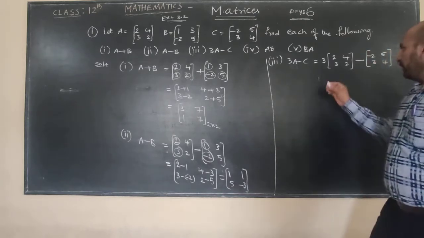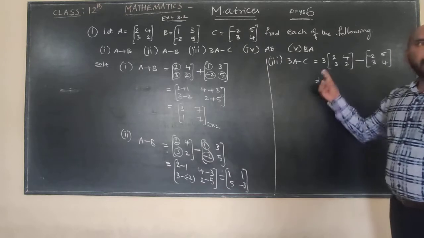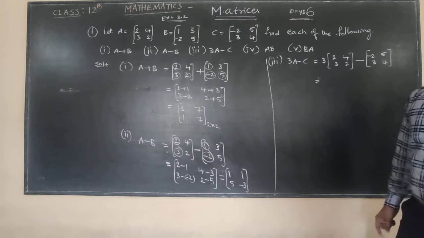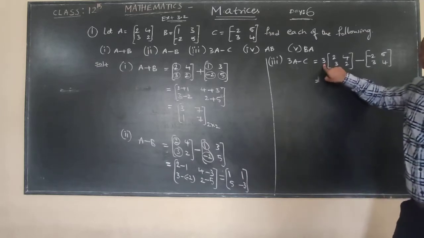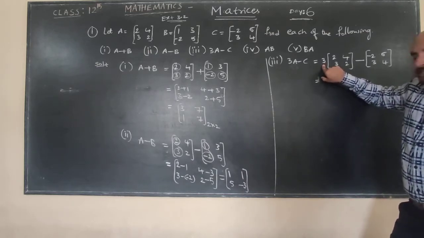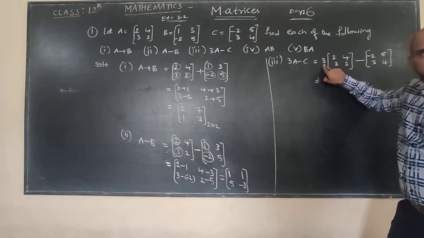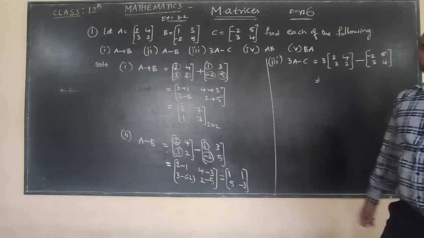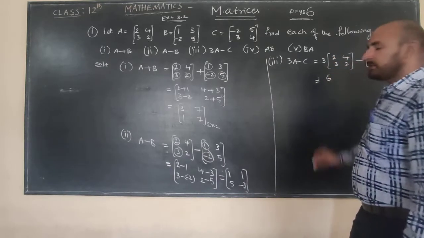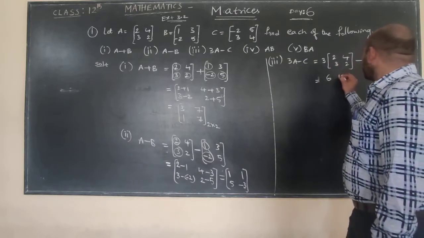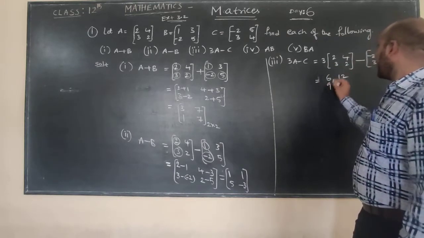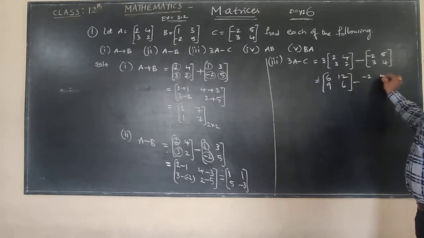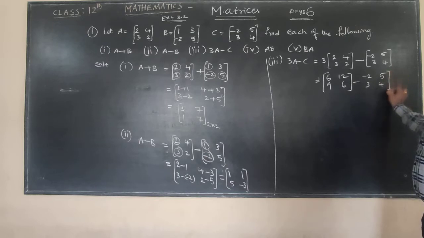Which is equal to, so the scalar is multiplied by the given matrix according to the operations of matrices, which is one type, scalar matrix multiplication. So 3 is the scalar, and this 3 value is multiplied with all the elements. So 3 2s are 6, 3 4s are 12, 3 3s are 9, 3 2s are 6, minus minus 2, 5, 3, 4.